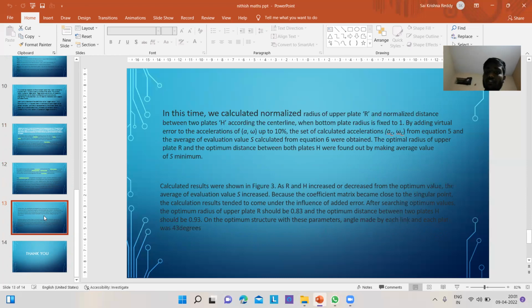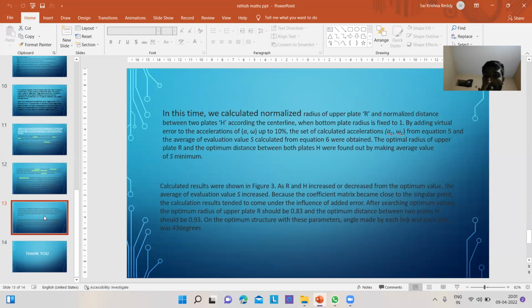to 10%. The set of calculated accelerations from equation 5 and the average of evaluation values calculated from equation 6 were obtained. The optimal radius of the upper plate R and the optimum distance between both plates H were found by making the average value of S minimum. Calculated results are shown in figure 3. As R and H increased or decreased from the optimum value, the average of the evaluation value increased.